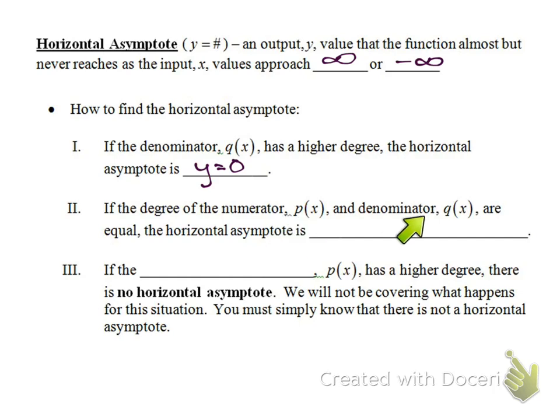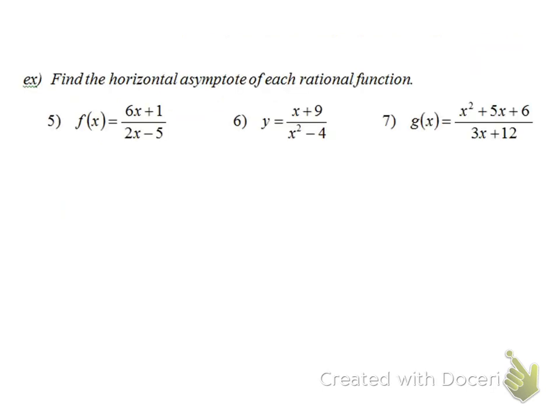If the numerator degree and the denominator degree are the same, the horizontal asymptote is the leading coefficient on top over the leading coefficient on the bottom, which we haven't really seen yet. However, if the numerator, P of x, has a bigger degree, then there is no horizontal asymptote. We're going to practice finding the horizontal asymptote, looking at degrees, trying to analyze.